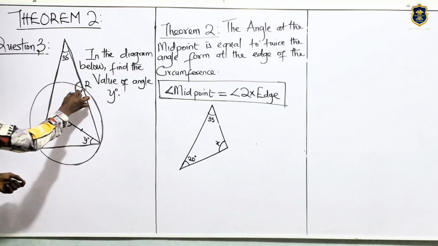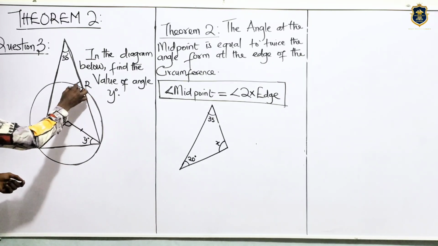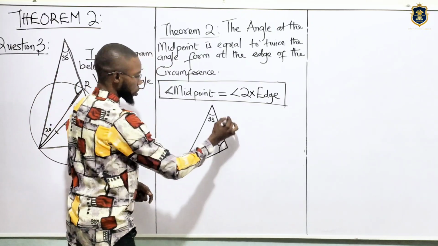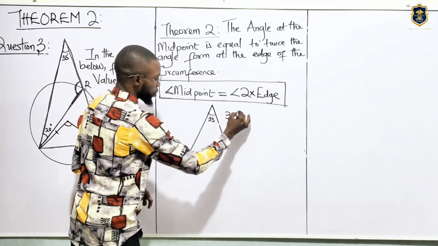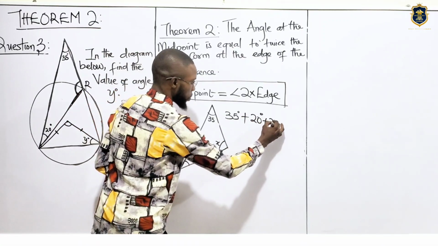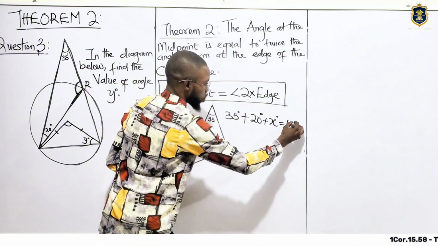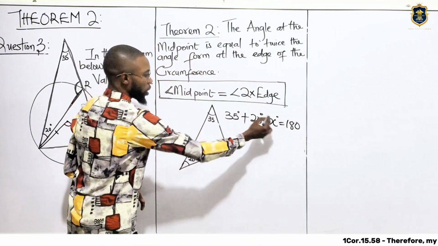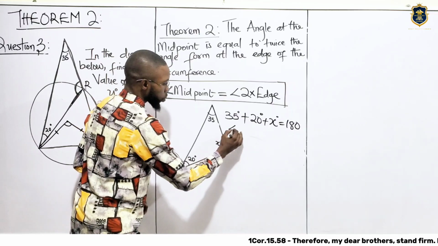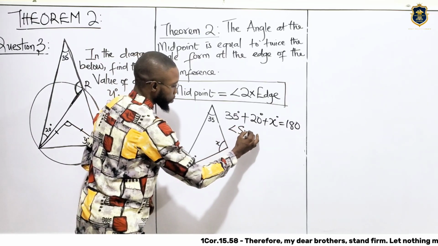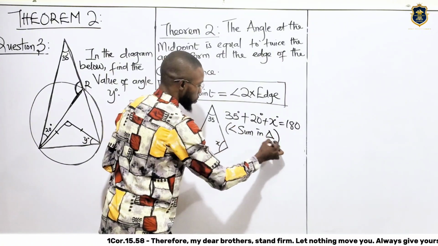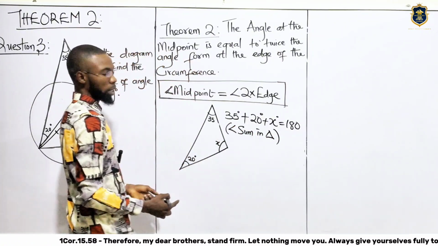Question. Are you seeing inside the triangle? We're looking for just this angle. That's what forms this triangle. And in doing that, it's going to be what? 35 degrees plus 20 degrees plus x degrees is equal to what? 180. The reason for summing everything to give us 180 is because of the sum of angles in a triangle. Sum of angles in the triangle is 180 degrees.